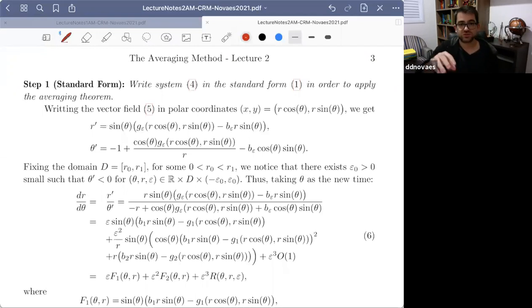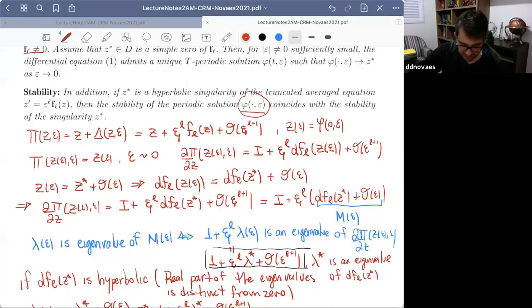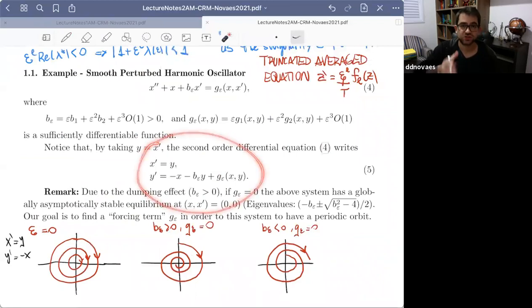This is not for this specific example, it's more or less a program that you can follow. Of course, we have some features that are specific to this example, but these are more or less the general steps that you always have to follow if you want to apply the averaging method to study periodic solutions. The first thing we have to notice is that this differential equation is not in the standard form for applying the averaging method.